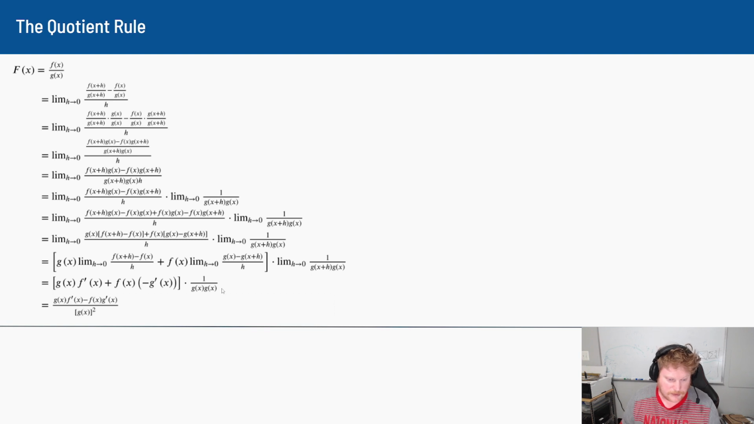So simplifying things out, writing things more concisely, we get g of x times f prime of x minus f of x times g prime of x. Now, there might be some confusion about where this negative sign came from. It came from the fact that this definition of derivative is a little bit backwards.